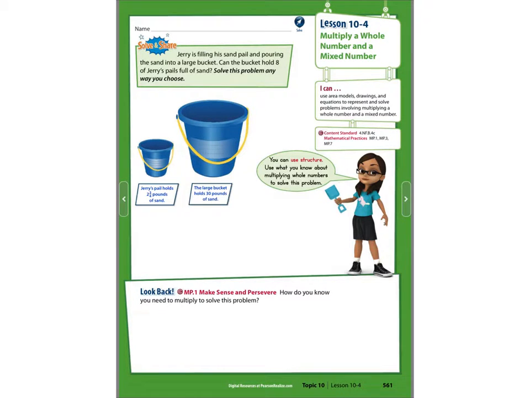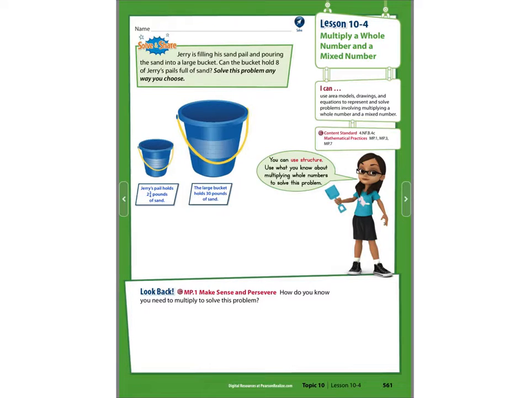Alright, so today's lesson is on multiplying whole numbers by mixed numbers. So our I can statement is I can use area models, drawings, and equations to represent and solve problems involving multiplying a whole number and a mixed number. Whew, that was a mouthful.